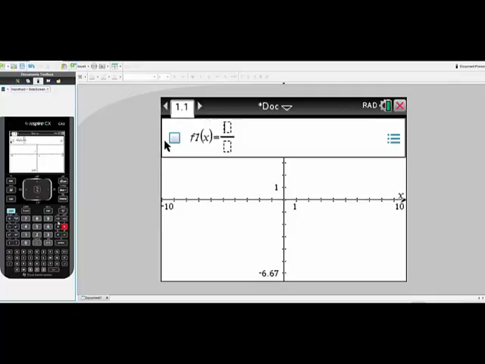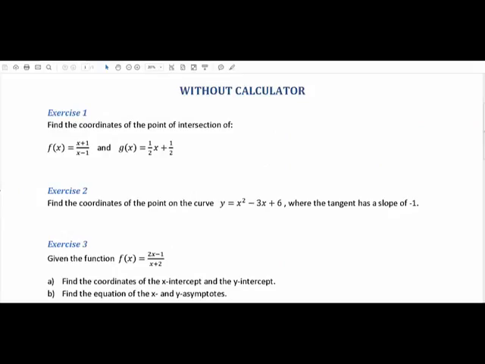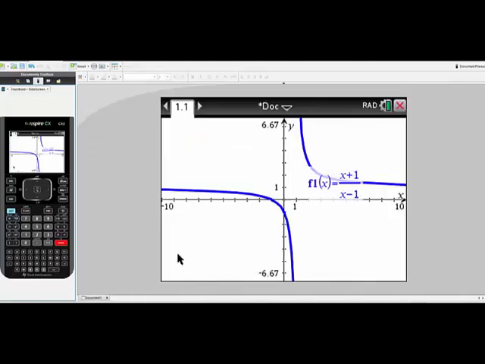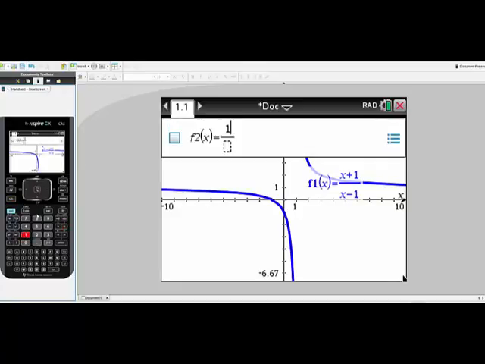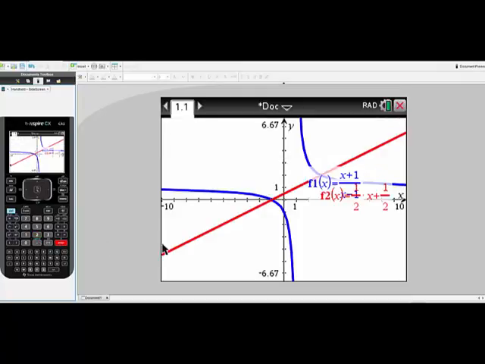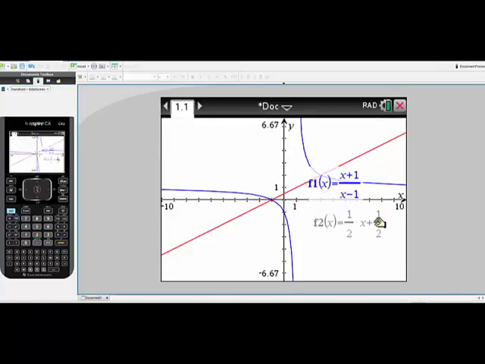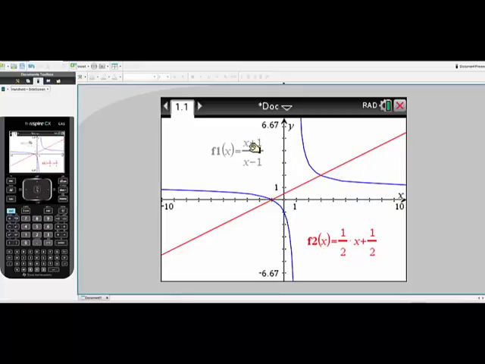So, fraction x plus 1 divided by x minus 1, that was the function, right? X plus 1, x minus 1. Then a half x plus a half. A half times x, and then plus another fraction, 1 over 2. And here we see that something is not right. So let's have a look.